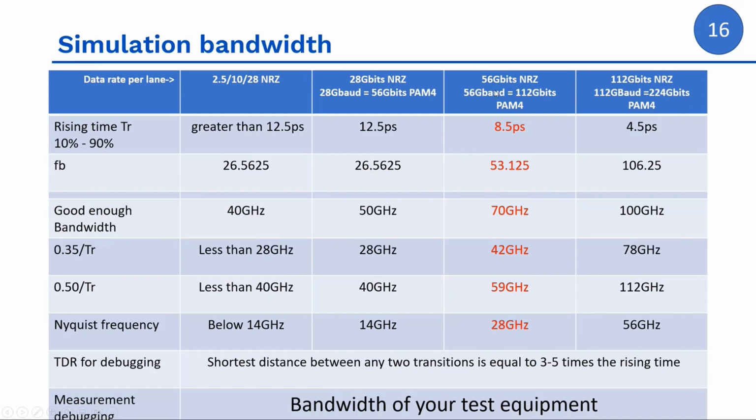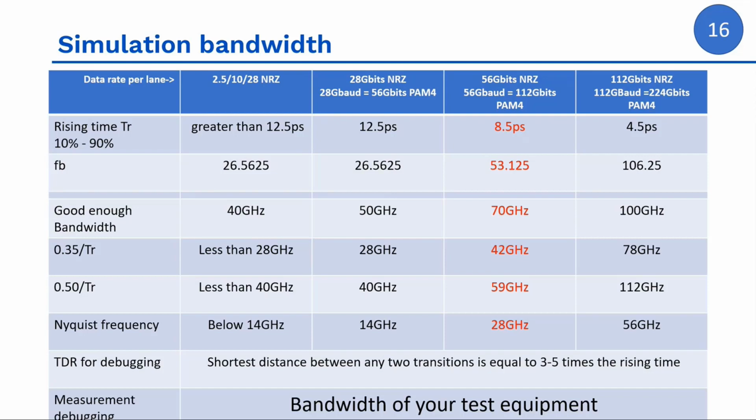I wrote a couple of numbers related to different kinds of applications. What we are talking about today is this column that's in red. But I wanted to show you what's happening with other options that exist and the future ones. In the first row here, good enough bandwidth. What I wanted to show you is what the industry is recommending for each type of transceiver.